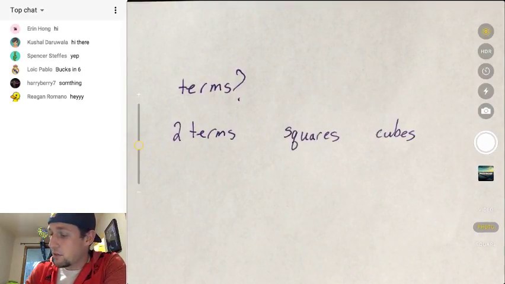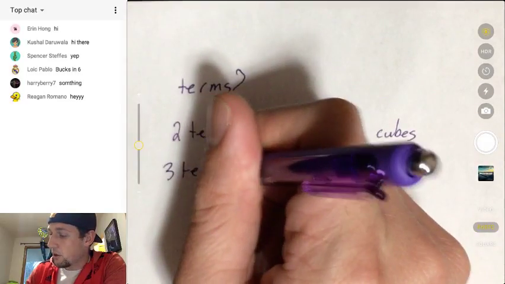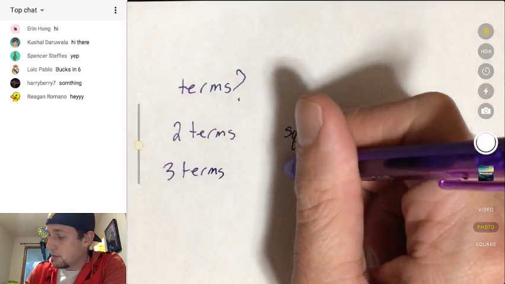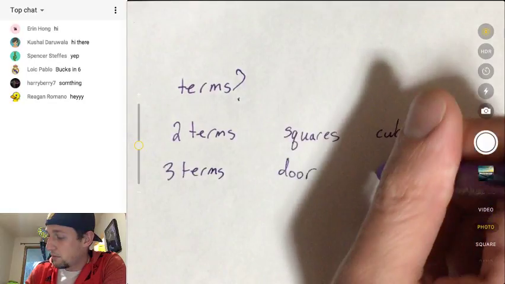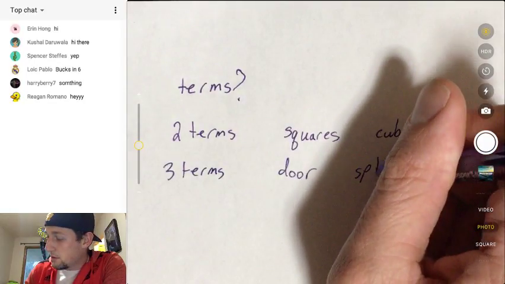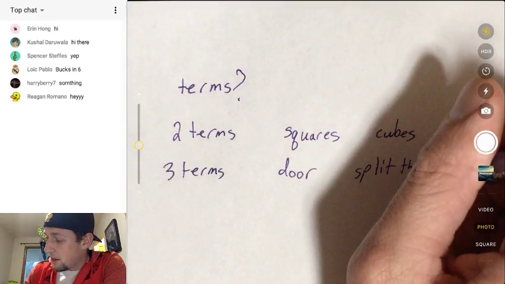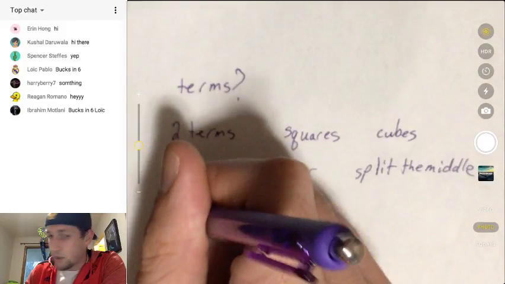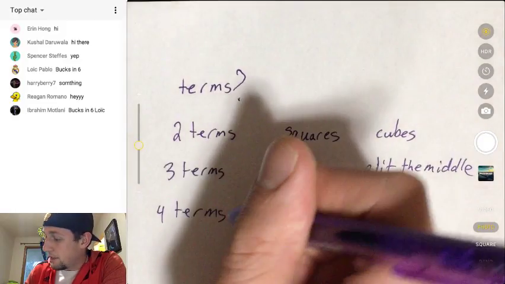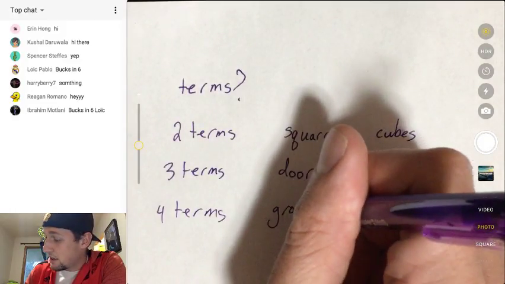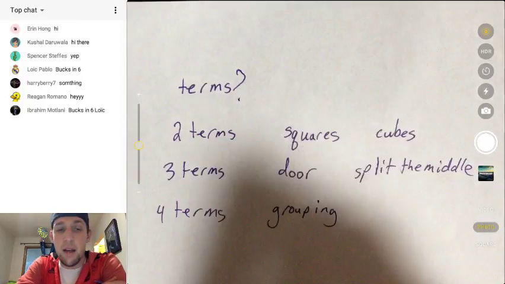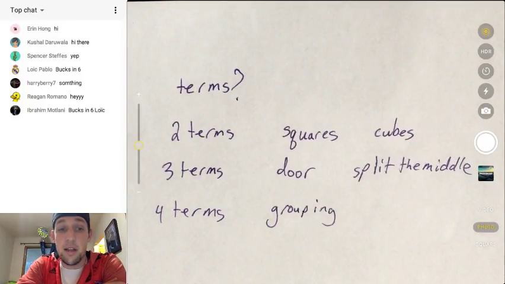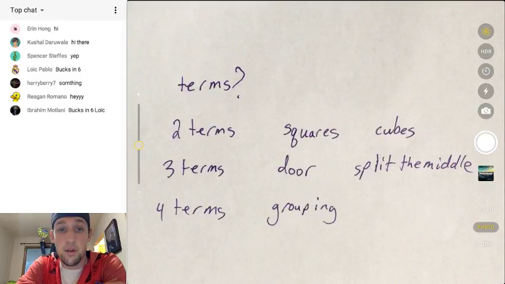If it's three terms, we either call those door problems or we call them split the middle. Those are the only two choices there. And if it's four terms, it's going to be grouping for sure. That's the basic idea. We'll talk about, as we see things that have two terms, three terms, and four terms, how we can make sure we're recognizing those appropriately.